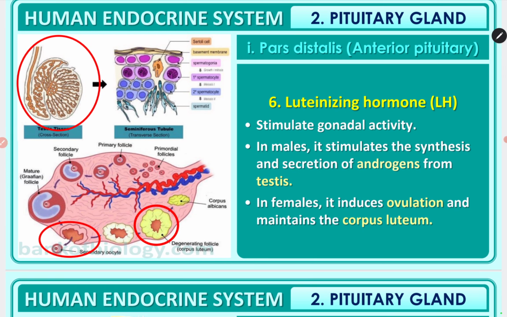Next is luteinizing hormone, that stimulates gonadal activity. In males, it stimulates the synthesis and secretion of androgens from the testes, and in females, it induces ovulation and maintains the corpus luteum. Here see the diagram, corpus luteum. Detail we will see in class 12th about this diagram and how the hormone works.